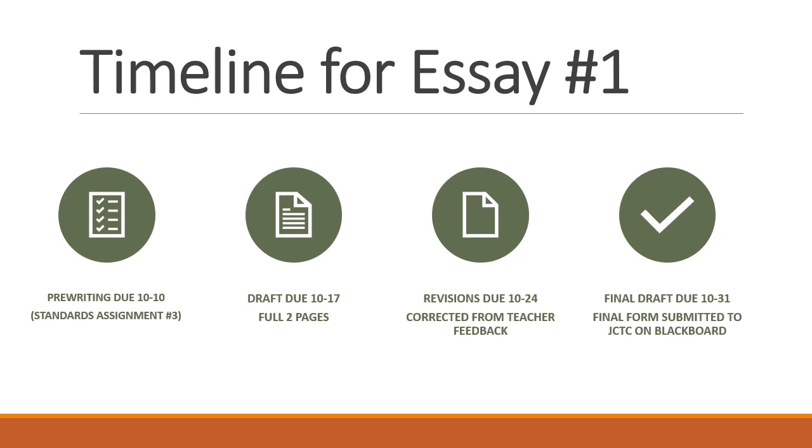Your second assignment for essay number 1 will be the draft, which will be due on the 17th, a week later. That is the full 2 pages. The pre-writing should get you most of the way through your first page, and hopefully a good bit of the way towards being done with your draft. You will then get revisions from me on your draft. Those will be due at the end of the next week, will be corrected, and then your final draft uploaded to JCTC will be due on Halloween.